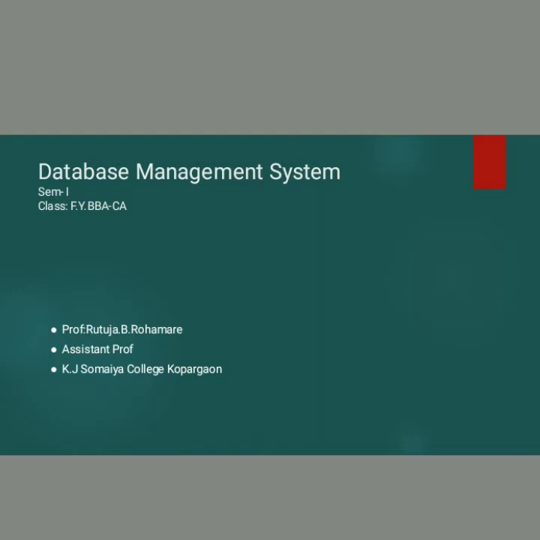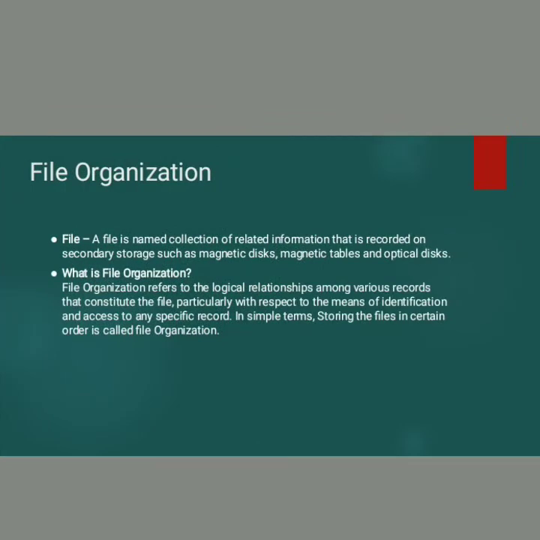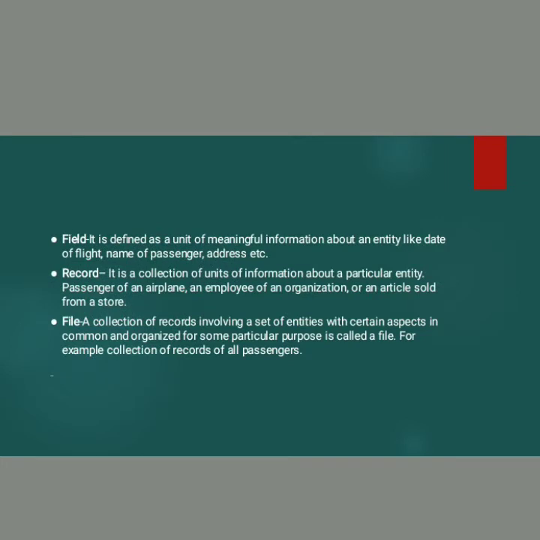Here, file organization means the way records are physically arranged on a storage device, or storing the files in a certain order is called file organization. Simply, a file is a sequence of records. In a database management system, there are three types of file organization: sequential file organization, index file organization, and hash file organization. So here we first understand the field, record and file.